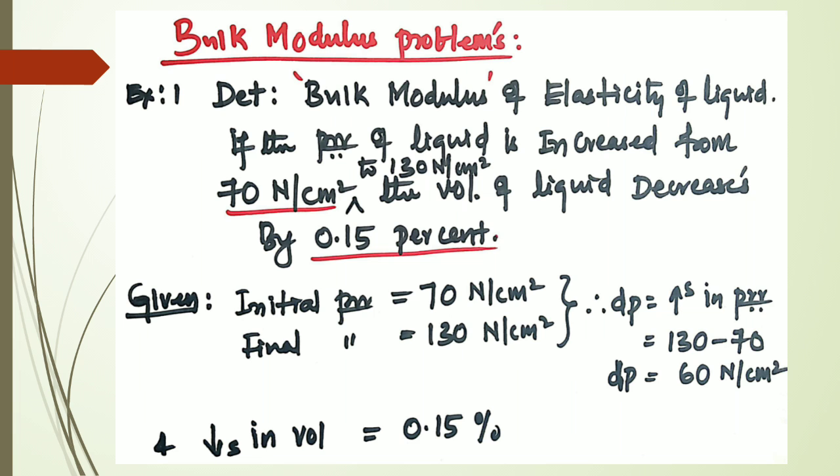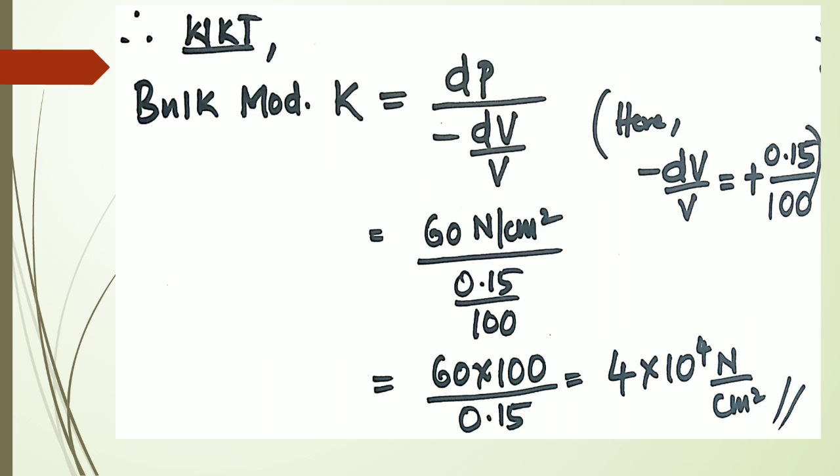Now the given initial pressure is 70 Newton per centimeter square, and the final pressure is 130 Newton per centimeter square. So the increase in pressure dP is 130 minus 70, that is dP is equal to 60 Newton per centimeter square. Now the decrease in volume is 0.15%, which you convert by dividing by 100.